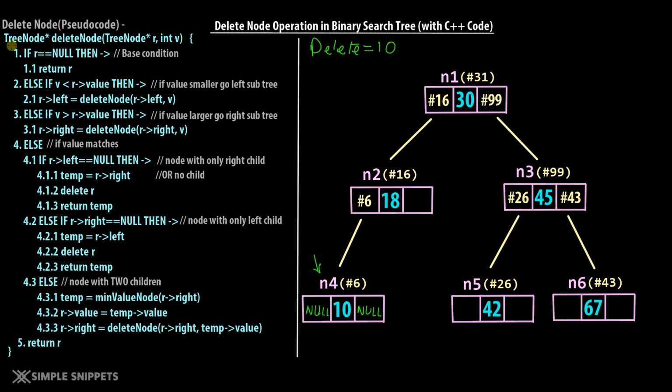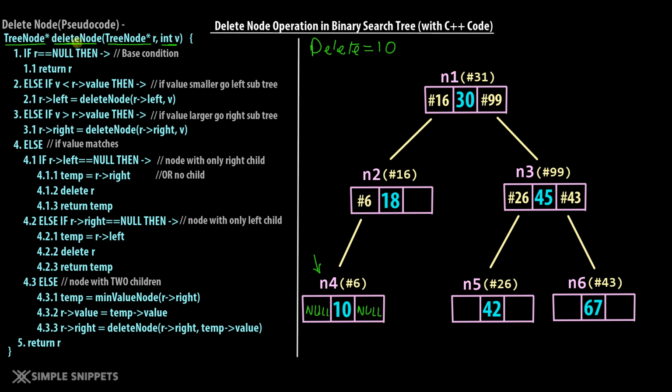Now talking about the pseudocode, the name of this function is delete node. It has a return type of tree node star, so tree node is nothing but the class that we've written in C++, and star represents that it will be a pointer basically. So this delete node will return a pointer back, and you'll see why that happens. The arguments that this delete node function takes is another tree node pointer r and the value that is supposed to be deleted.